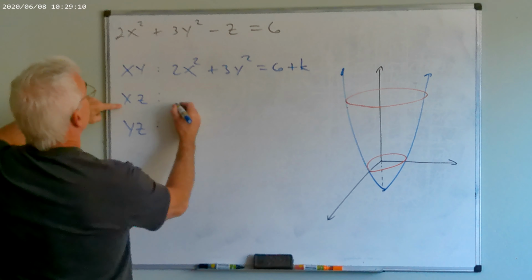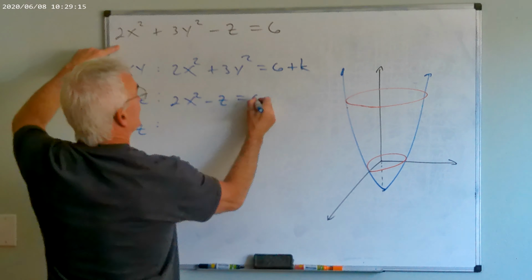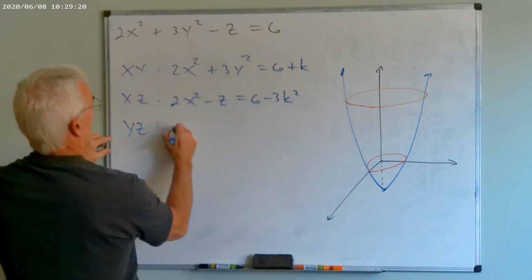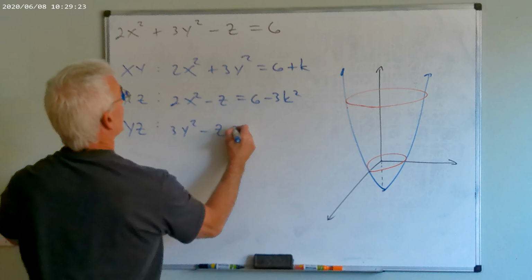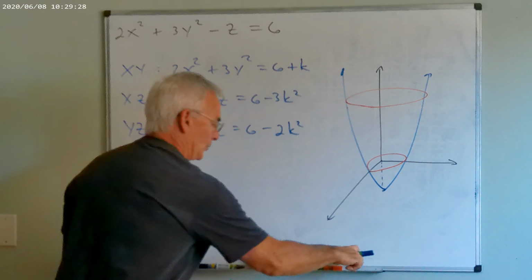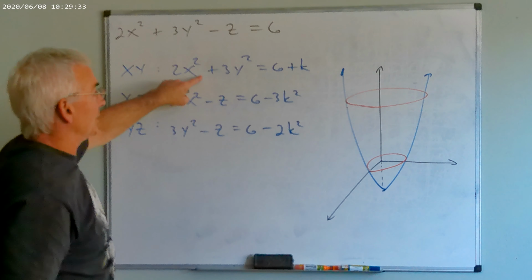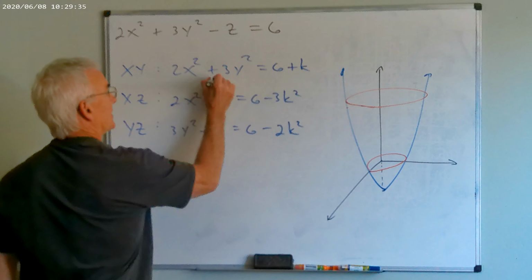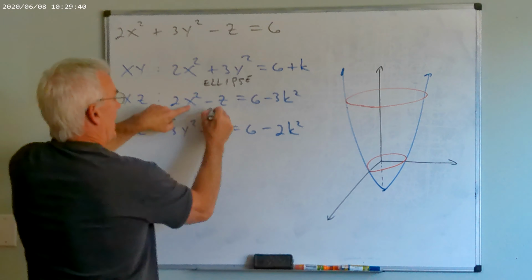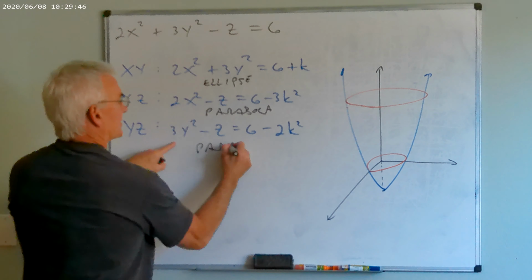This one would be 2x squared minus z equals 6 minus 3k squared. And then the last one would be 3y squared minus z equals 6 minus 2k squared. So if I'm looking at the two-dimensional cross sections, then this graph here only has two variables, and that's clearly an ellipse. One squared variable, this is a parabola. Again, one squared variable, this is a parabola.